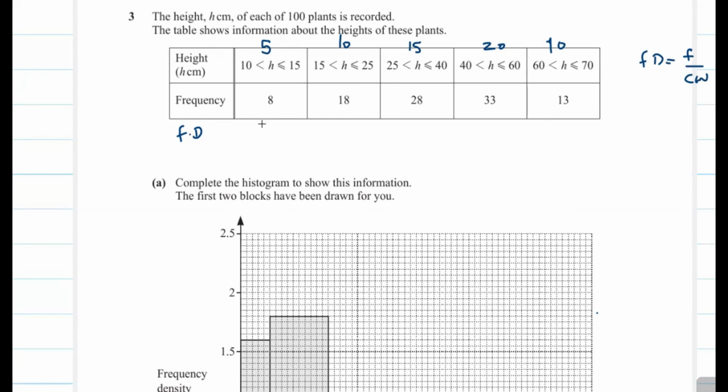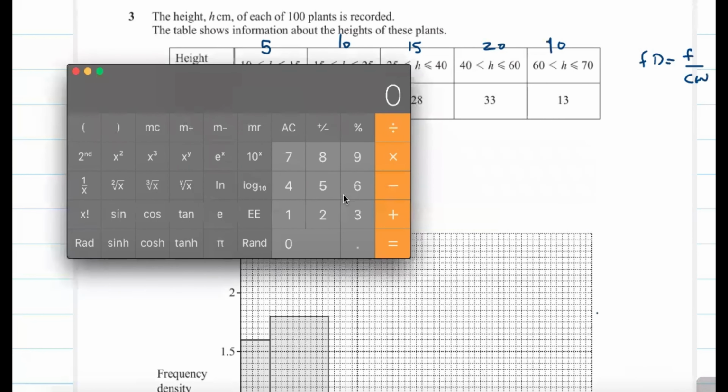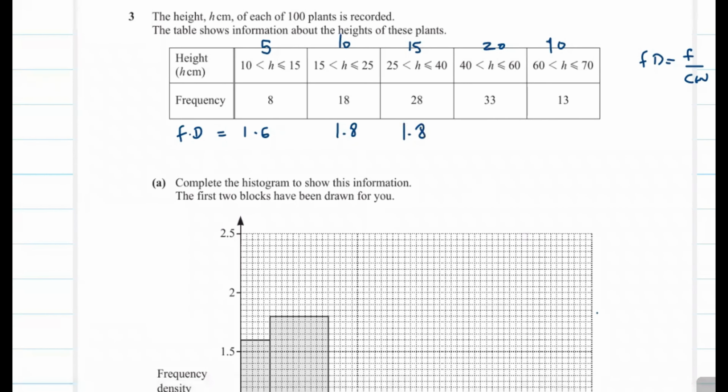Now you can see here, in the first interval the class width is 5 and the frequency is 8. We divide 8 over 5 and get 1.6, and 18 over 10 gives 1.8. Next is 28 over 15. 28 divided by 15 gives 1.87. Now we write it, 1.87. Next is 33 over 20, and the answer is 1.65. Next is 13 over 10, and the answer is 1.3. Now we draw the histogram here.